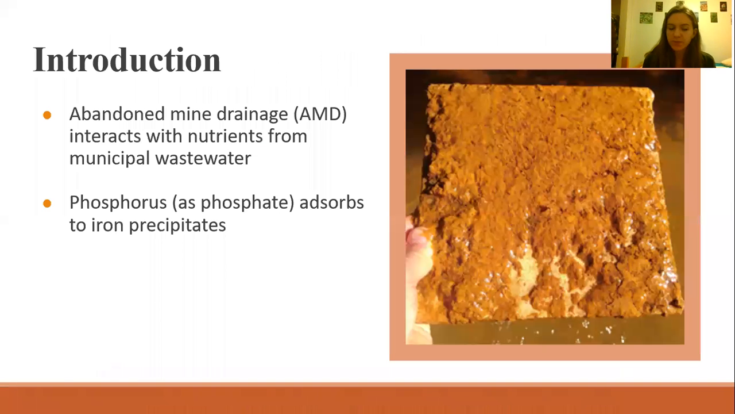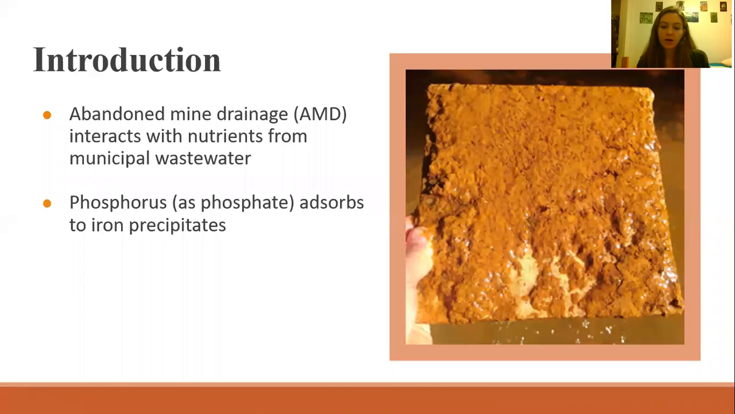Unfortunately, the relationship between contaminants from abandoned mine drainage and nutrients from municipal wastewater is understudied, though it's known that phosphorus in the form of phosphate can adsorb onto iron precipitates, such as iron hydroxide, and it's this adsorption that we were interested in for the study.